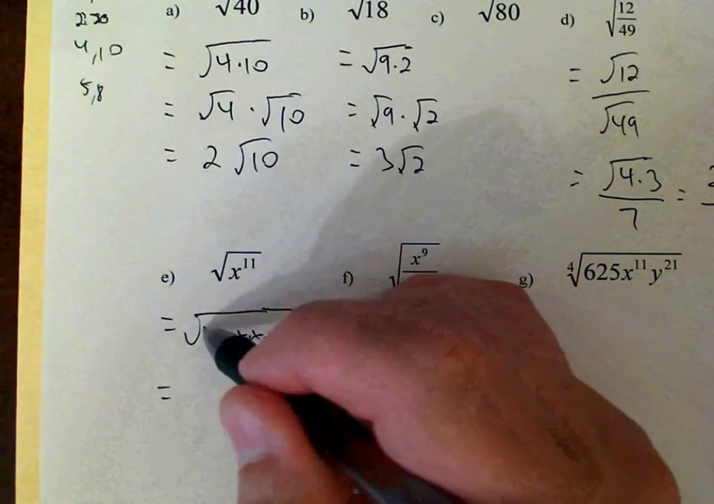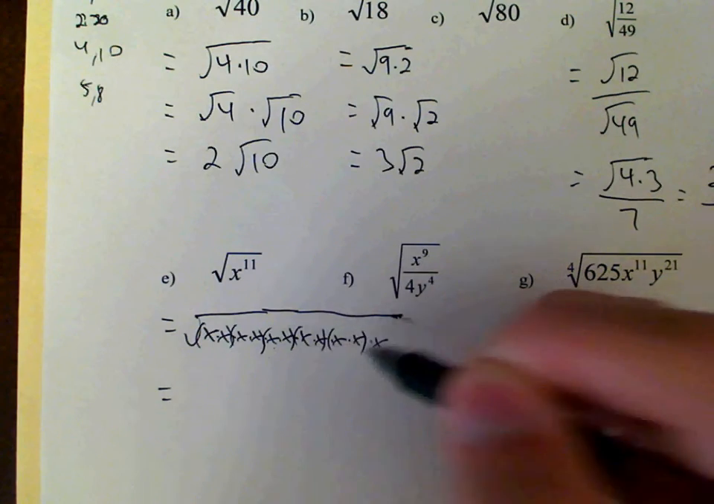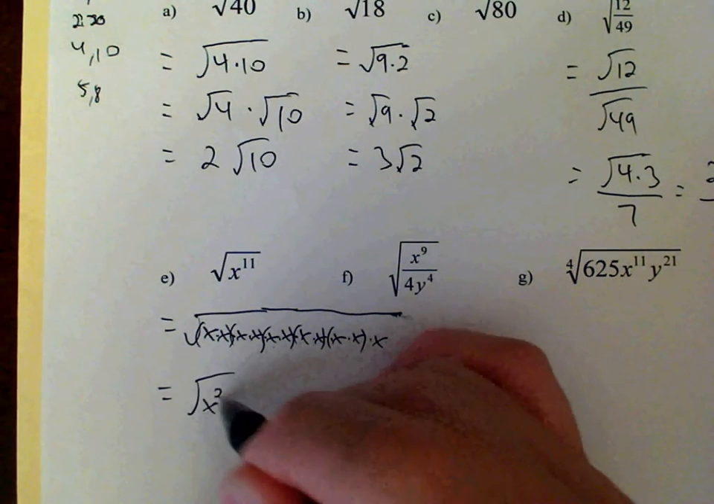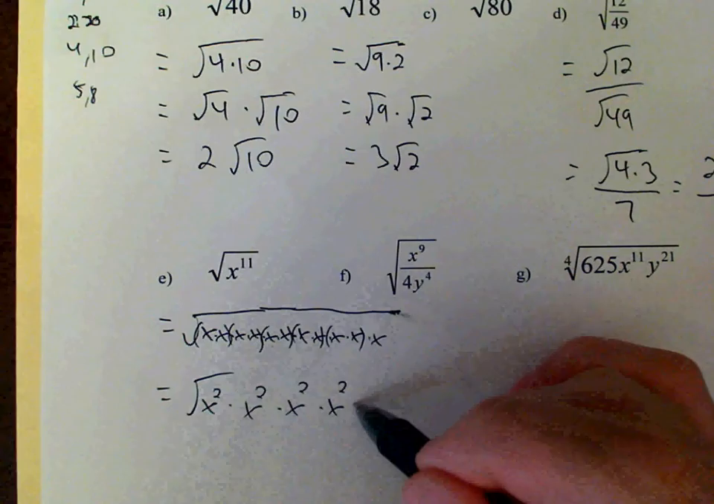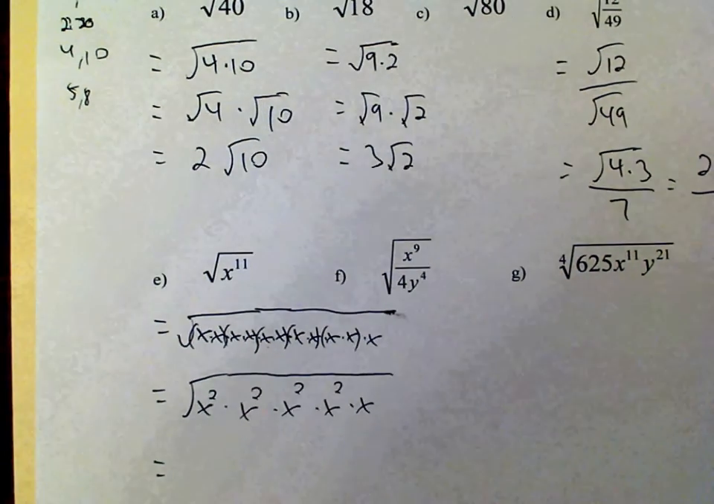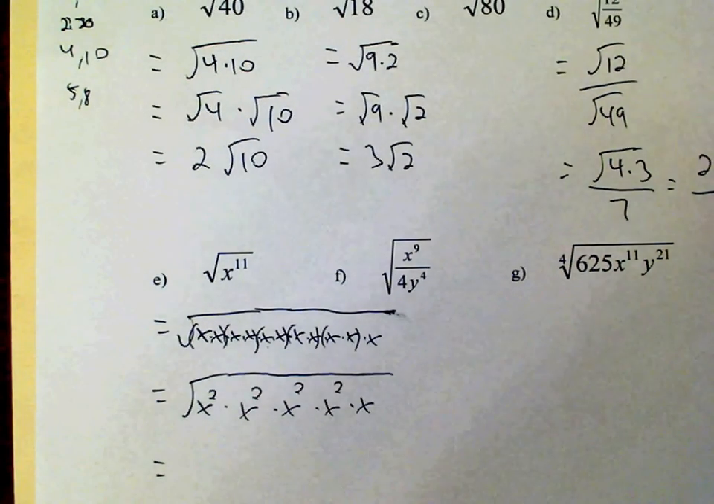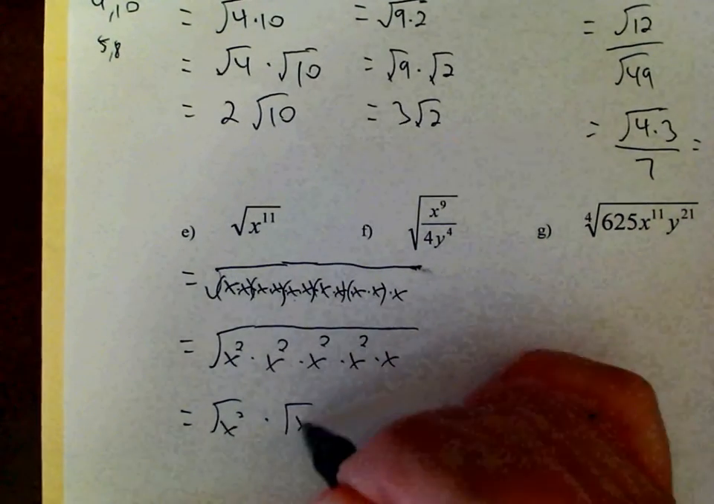Now, every two of these means that I have x squared. Now you could also use exponent rules if you want to do it a whole lot quicker, but that's not the shortcut I was talking about. I like doing it this way so you can see exactly what's going on. I'm going to separate each one of these with its own square root.